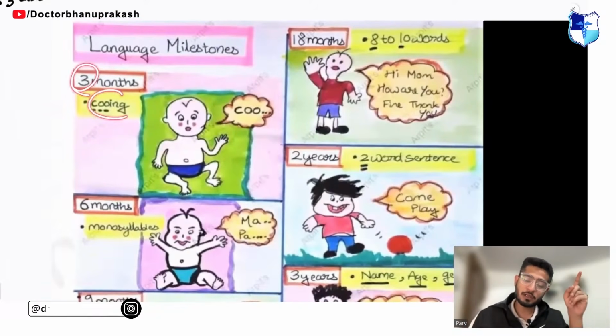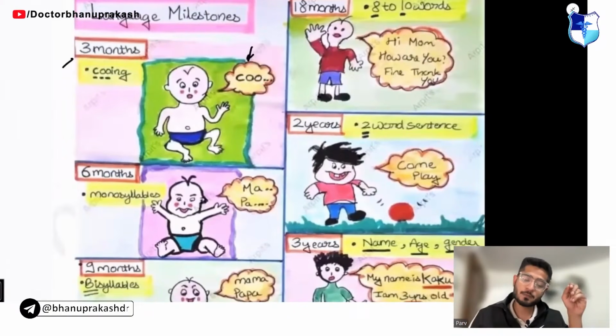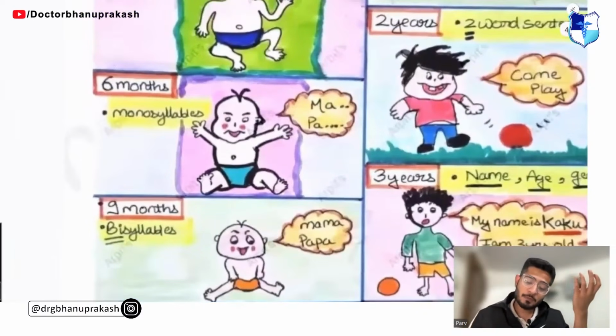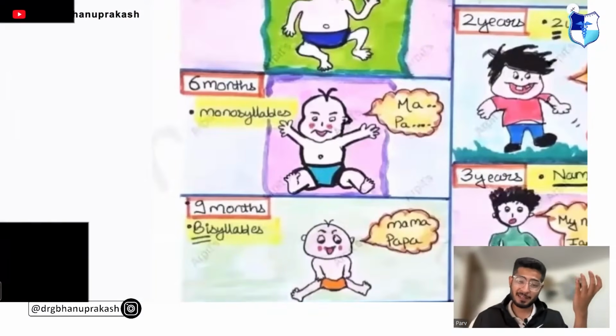3 months is cooing. Okay, 3 months cooing. So coo coo, that is 3 months. Cooing is actually nothing but 3 months, very easy to remember. Coming on to 6 months, like ma, pa. So remember this: 6 months is actually ma and pa, and 9 months is actually mama, papa. That is for your bisyllables.